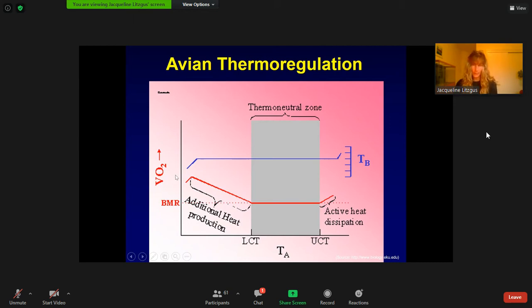Okay. And then we have a few things going on here. So the blue line is the body temperature of the bird. So TB is body temperature. The red line is basal metabolic rate. The gray box is thermal neutral zone.